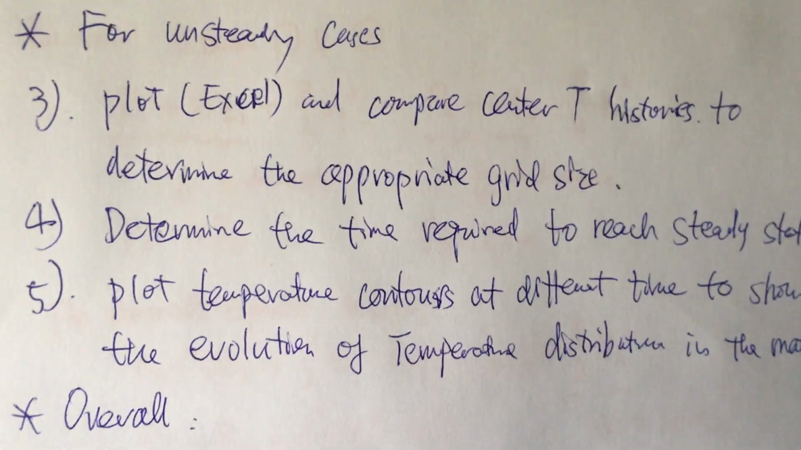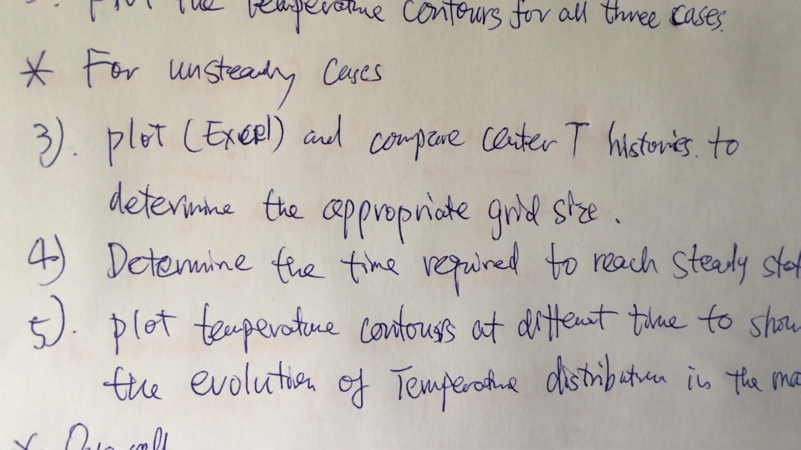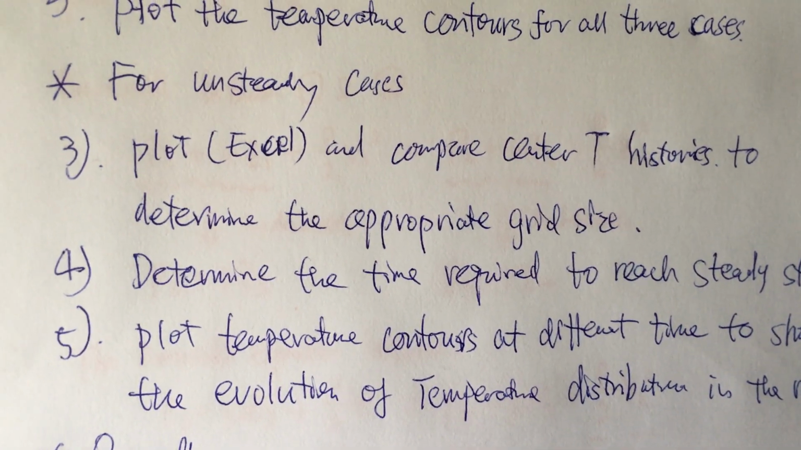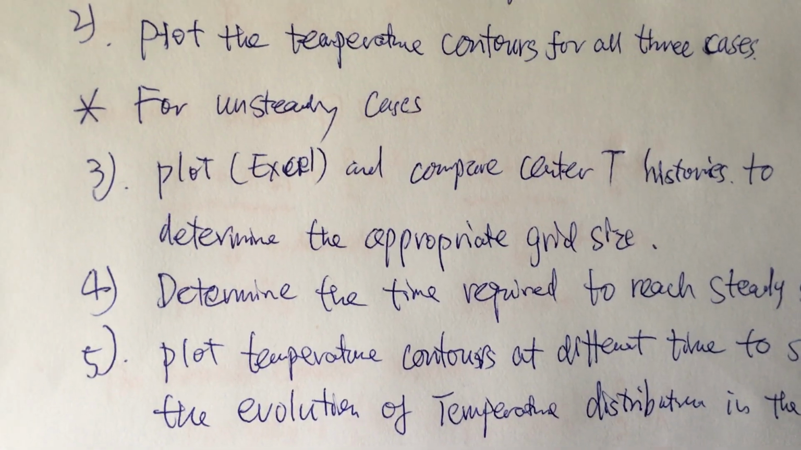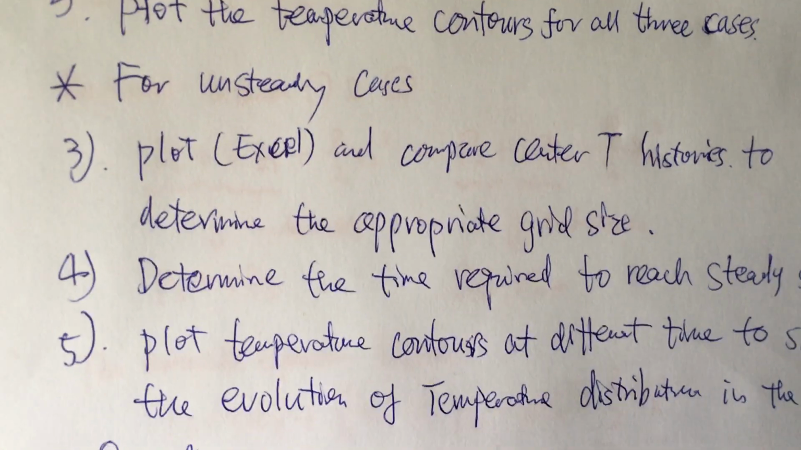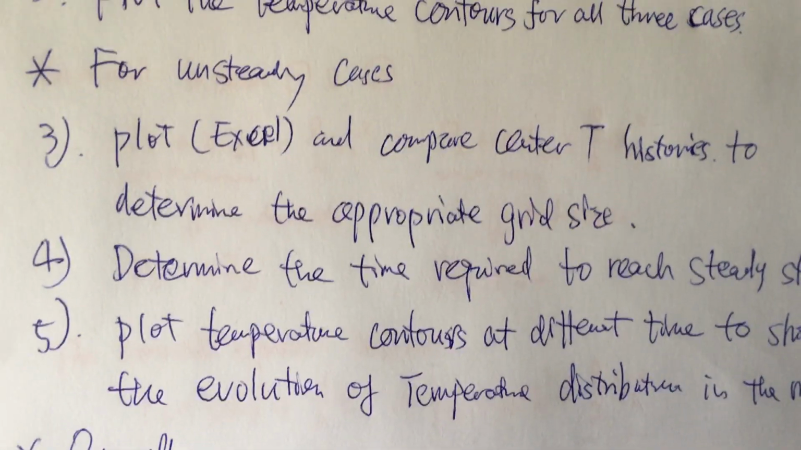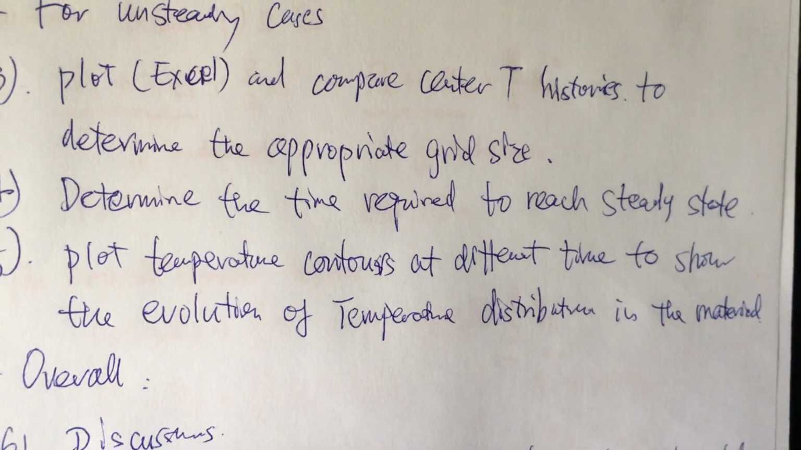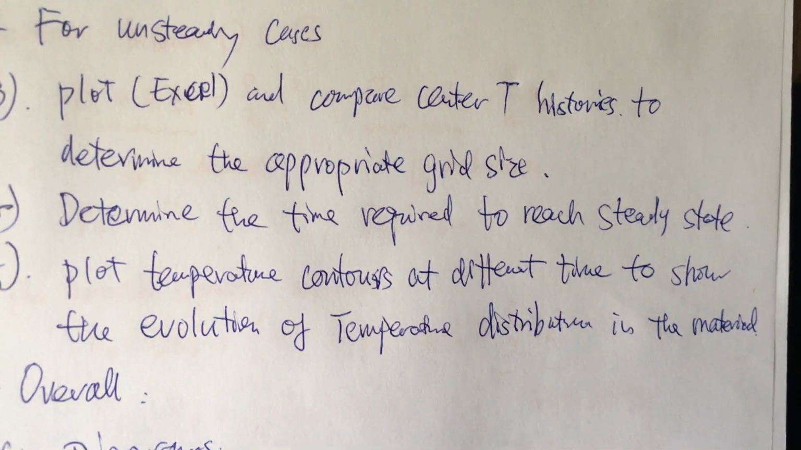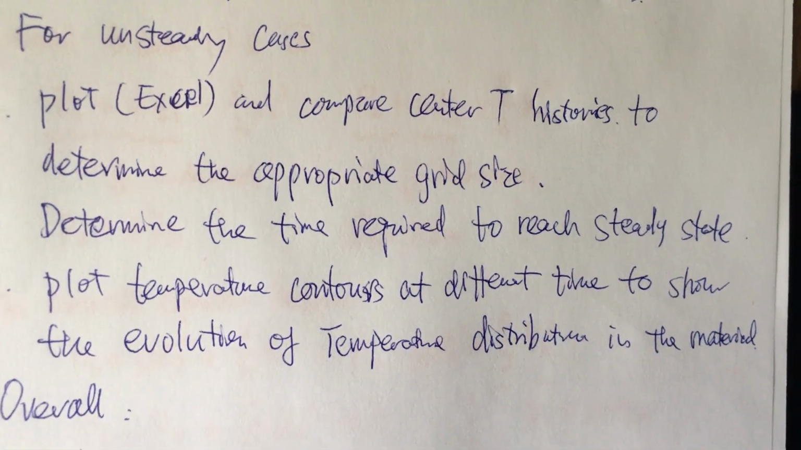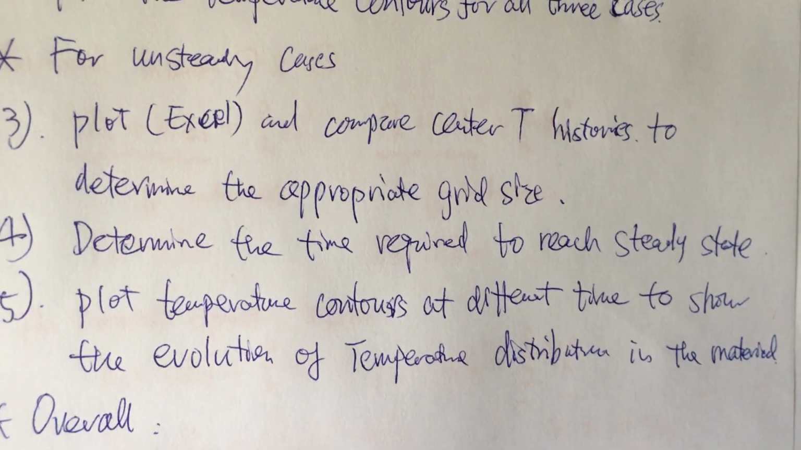After you decide the grid size, you can get rid of the other 2 cases, 4 by 4 and 16 by 16. If you decide 8 by 8 is good, then for the other items you can just simply use 8 by 8 to produce number 4, determine the time step, the time required to reach the steady state condition.